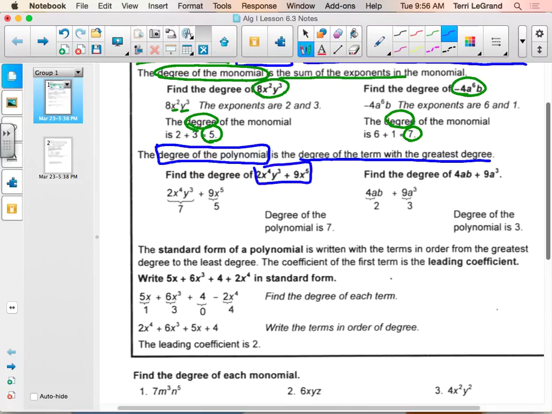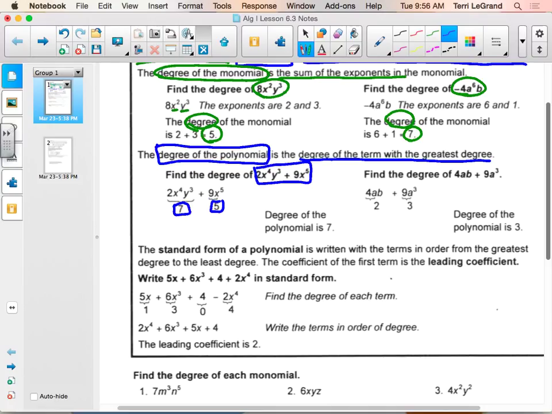2x to the 4th, y to the 3rd, plus 9x to the 5th. It is a two-term polynomial. That's two terms, one being added to the other, two monomials being added together. So it's a two-term polynomial. The degree of the first one is 7, because 4 plus 3. The degree of the second one is 5 because there's only one variable factor in that one, and it's to the 5th degree.